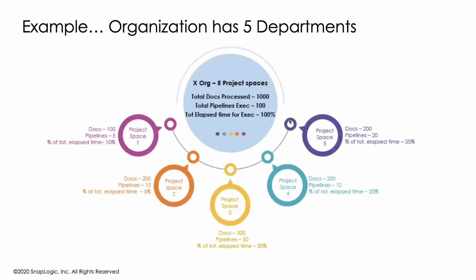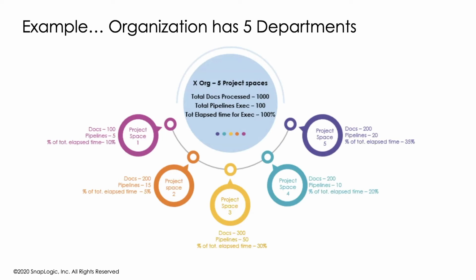Let's say, for example, an organization, or an environment in SnapLogic, has about 5 different departments. From the SnapLogic user interface, you will be able to observe the total utilization, meaning how many documents were processed. Each document refers to a JSON document. It could be representative of a row of data, hierarchical or otherwise.